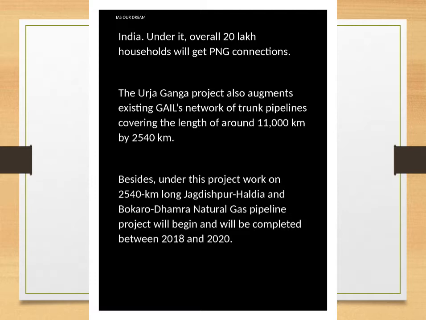The Urja Ganga project also augments GAIL's existing network of trunk pipelines, covering a length of around 11,000 kilometers, by 2540 kilometers. So this is the factual data. You need to remember that it's in the eastern part of the country, and the project work involves the Jagdishpur, Haldia and Bokaro Dhamra natural gas pipeline. Dhamra is in Odisha. The project will begin and will be completed between 2018 and 2020.